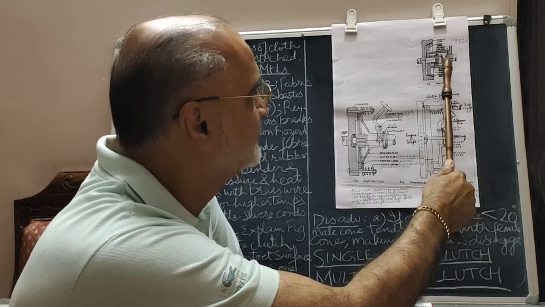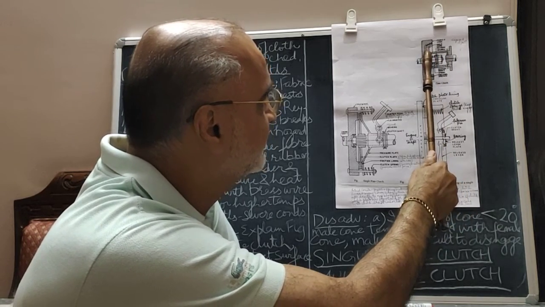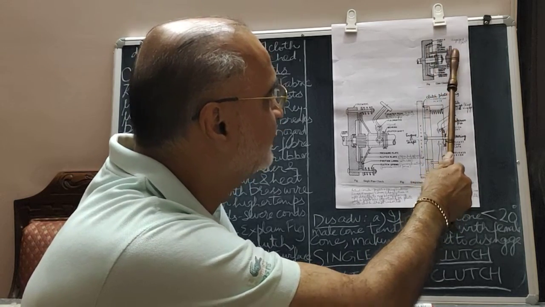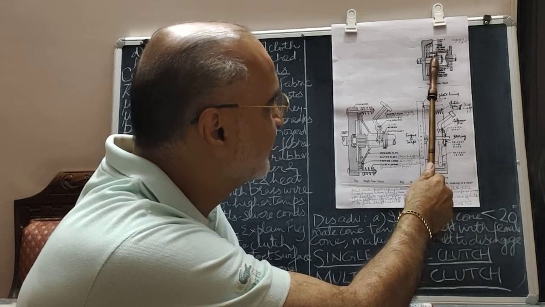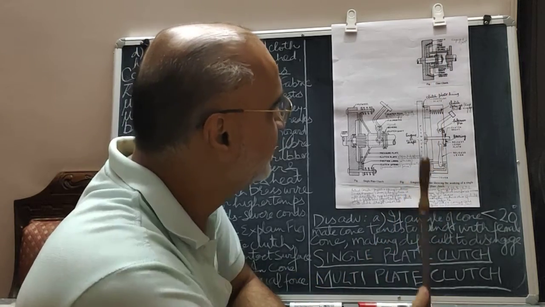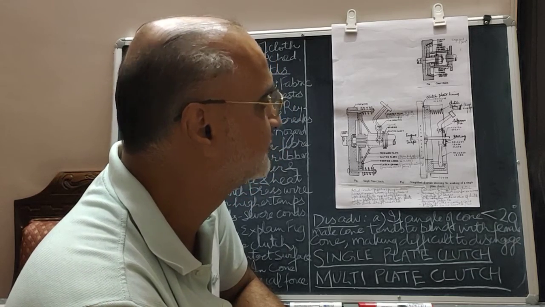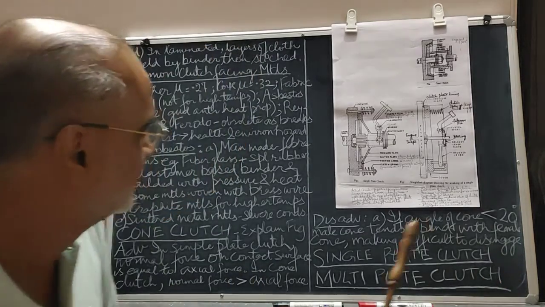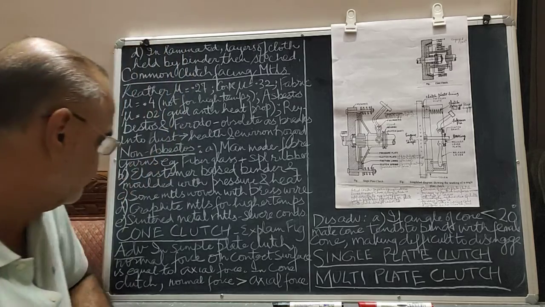The operation is, you press the clutch pedal, then against the pressure of the spring, the male cone is disengaged from the female cone. In the present position which you see, the clutch is in engaged position. This is a simple clutch. Now let us see what are the advantages and disadvantages of the cone clutch.